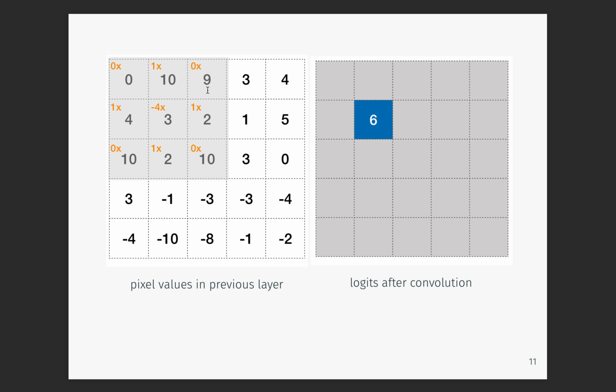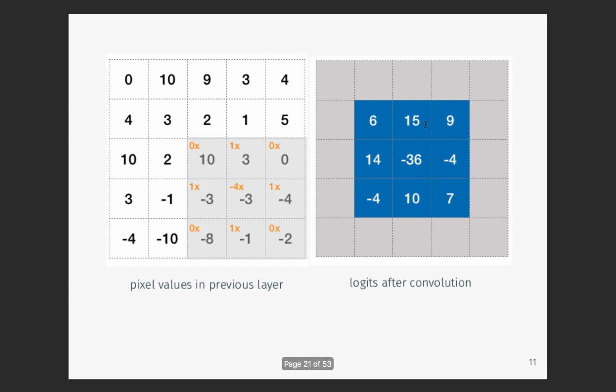So to produce an output, we apply this linear combination. If you overlay the mask of the weights at the particular location you want to compute the output for, here we're looking at this pixel, and to produce the output we take 0 times 0 plus 1 times 10 plus 0 times 9 plus, and so on. The output of that linear combination is 6. We can move on to the next pixel and this combination gives us 15, and so on. We process the whole picture and we get values all the way here.